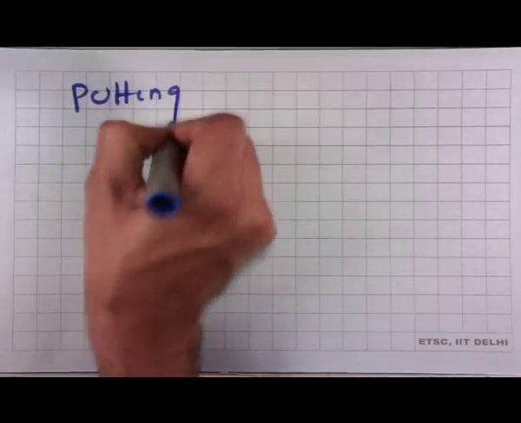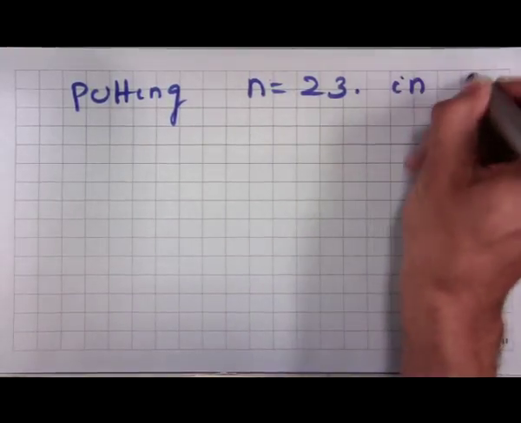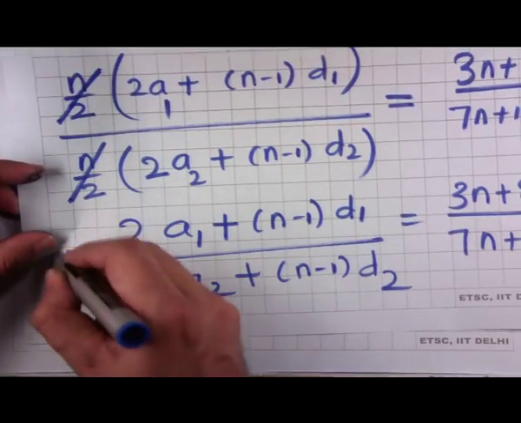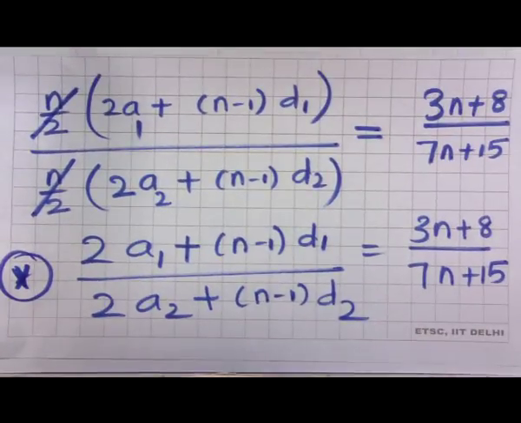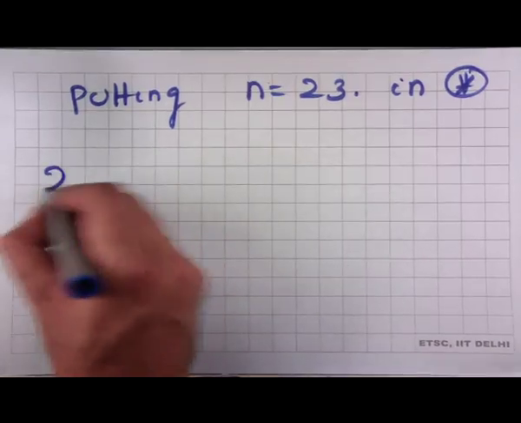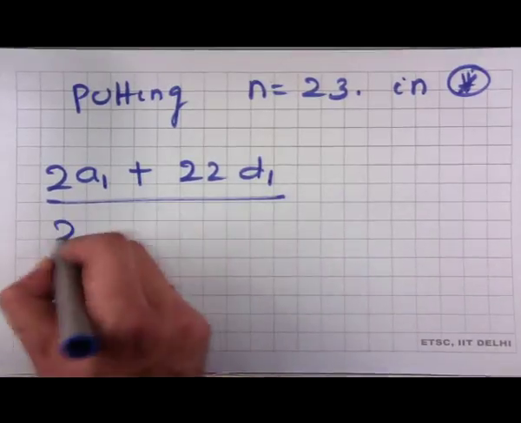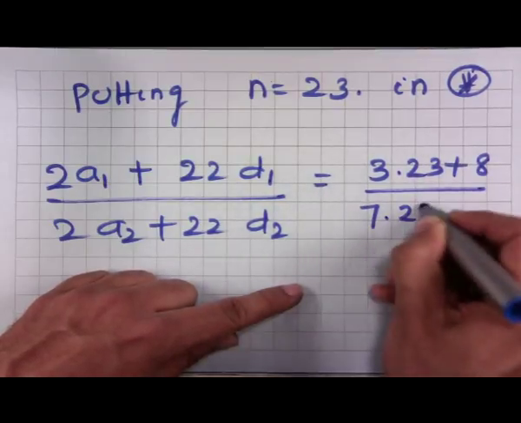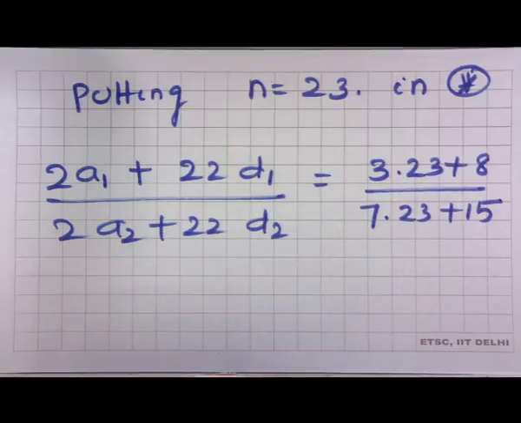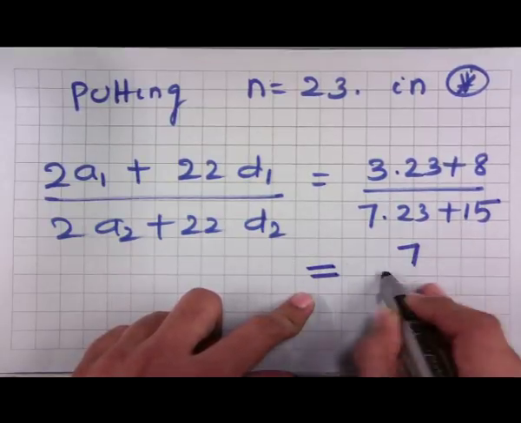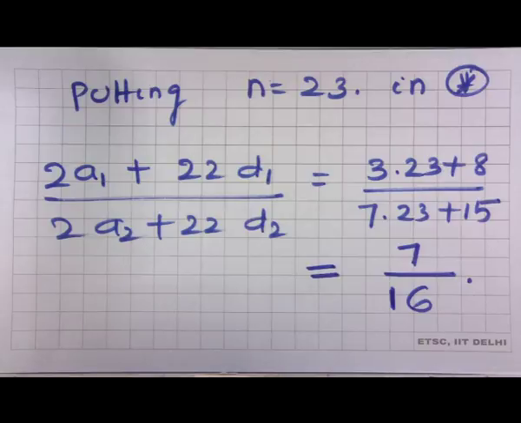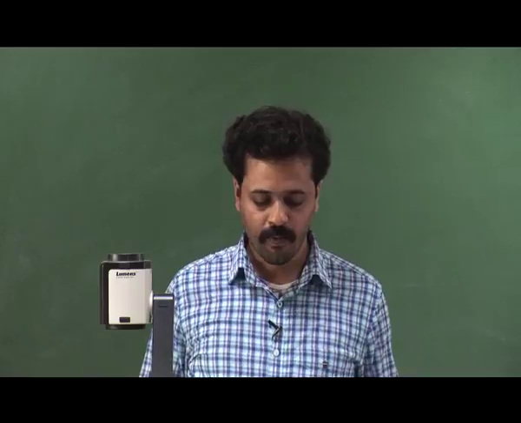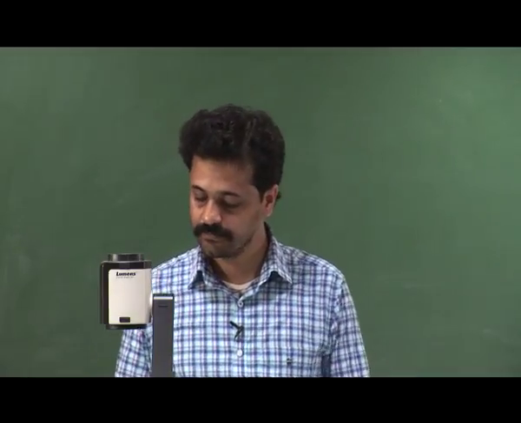Putting n equal to 23 in star, by star I mean this equation, we have 2a1 plus 22 d1 by 2a2 plus 22 d2 is equal to 3 into 23 plus 8 by 7 into 23 plus 15. Now, simplifying this ratio, one may get the answer. I think the answer is 7 by 16. Please do the manipulation and confirm. We shall continue with more problems on AP and GP in the next class. Thank you.